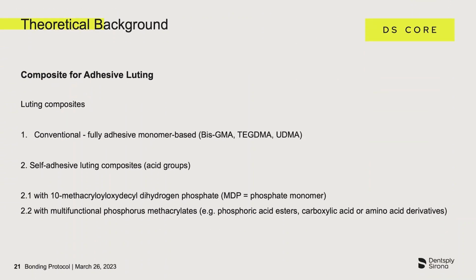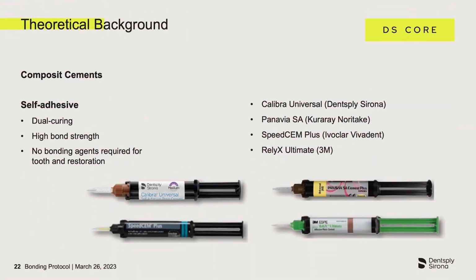Let us now take a closer look at composites for adhesive cementation. Which luting composites are available? Basically, we distinguish between the conventional fully adhesive monomer-based composite cements and the self-adhesive composite cements. The self-adhesive composite cements all contain acid groups, and these can be of a different nature. On the one hand, they can be phosphate monomers, and on the other hand, they can be phosphoric methacrylates. All self-adhesive composite cements are dual curing.